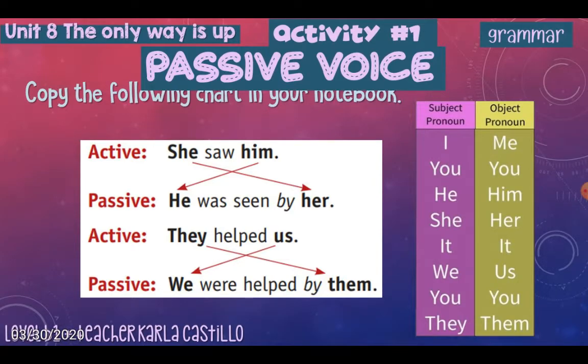Now, there are two other examples for the passive voice. Okay, you have to copy these charts and these examples in your notebooks. The active: she saw him. So that is the active. In the passive, you're going to have: he was seen by her.